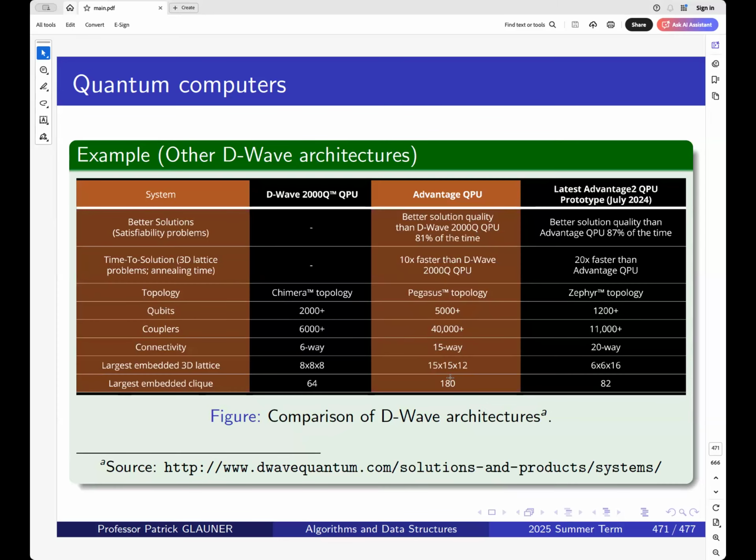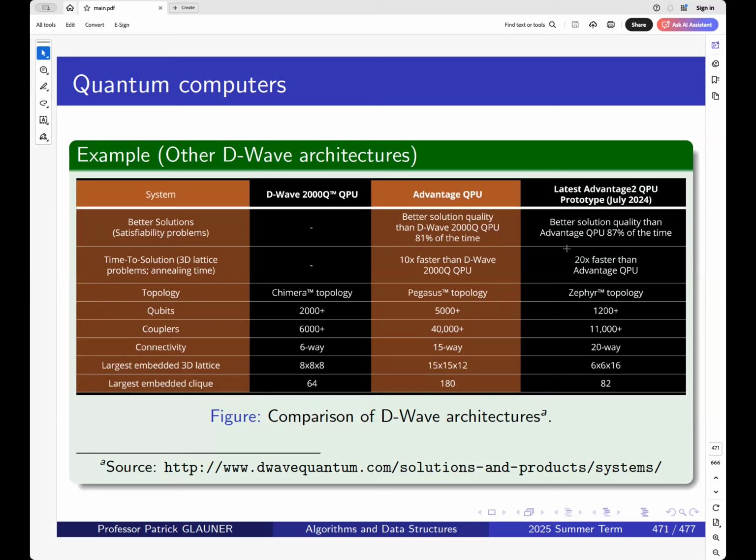And over the years, D-Wave started selling more quantum computers. For example, there was the Advantage 2 prototype that appeared about a year ago. It has 1,200 qubits, not more than 2,000 in the D-Wave 2000Q, but a different architecture and more couplers, meaning higher connectivity among selected qubits.